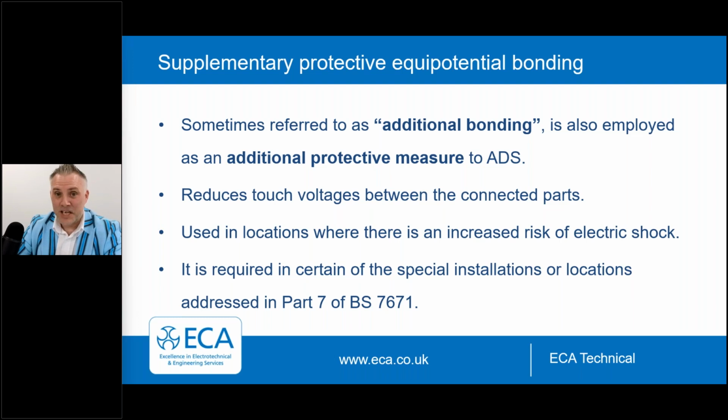So many years ago, around bathrooms, you may have noticed a form of green and yellow running around all those parts you are liable to touch, which gave the same additional protection as a 30 milliamp RCD would. And we use supplementary protective bonding where there is increased risk of electric shock. So that may be all through Part 7, those special locations which are an increased risk. And again, it's to reduce that touch potential down to 50 volts or less. So there's a common theme throughout here.